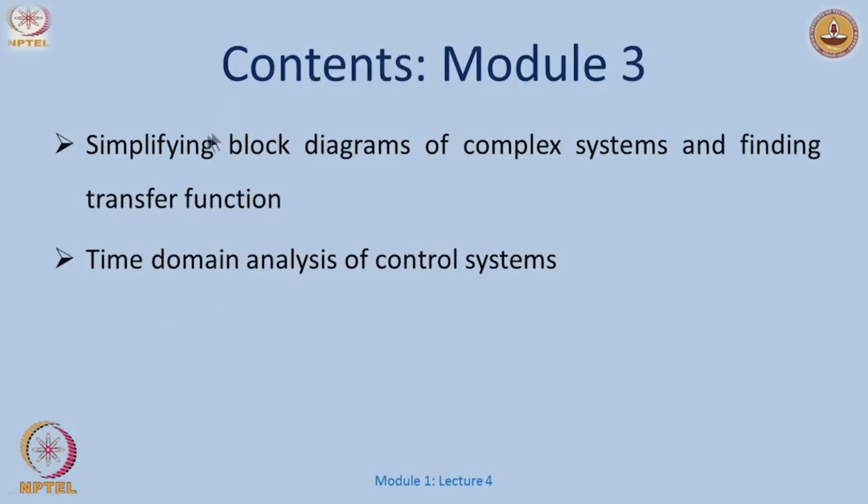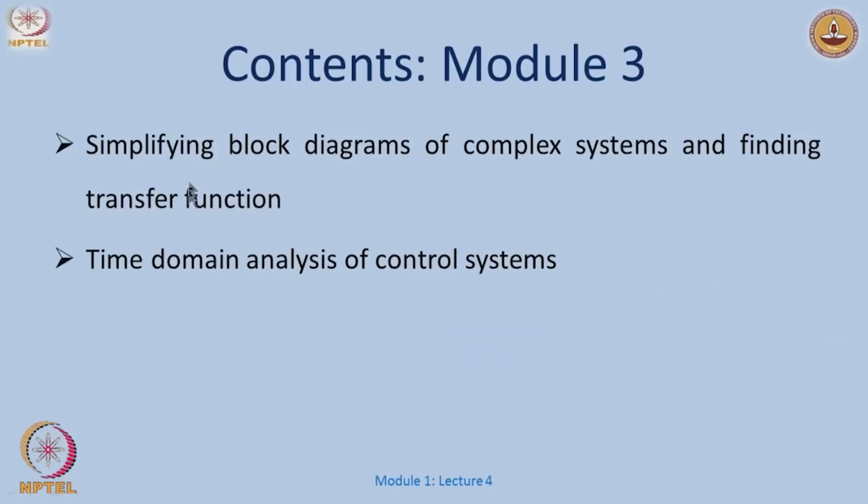So what we will next look at is, if I have a system which has lots of summing points, lots of negative feedbacks, how do I simplify the block diagram of a complex system and then find the overall transfer function. We will also then see how we can actually use this transfer function to see how my systems would behave to different kinds of inputs. Okay, thank you.